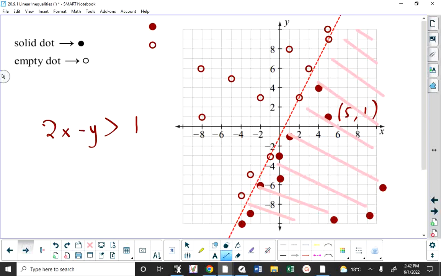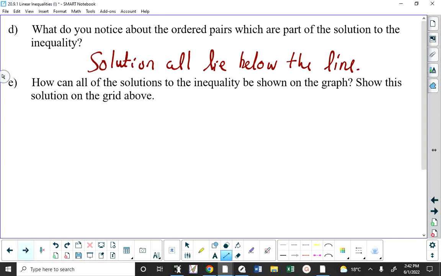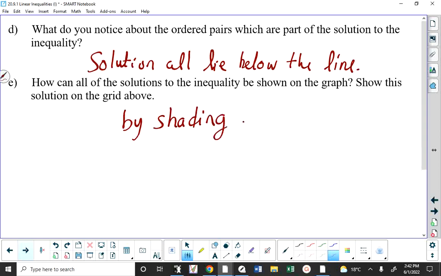Okay. So how can all of the solutions be shown on the graph? By shading. And show it on the grid. We've done so.